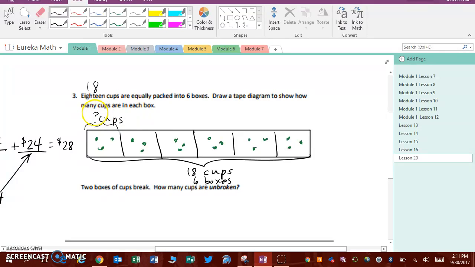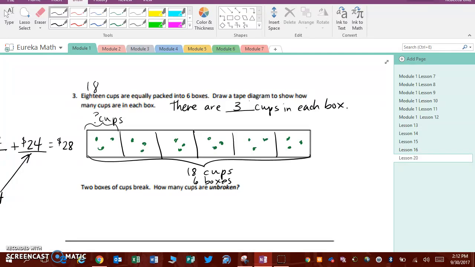So, oh, I forgot my answer sentence. Darn. There are blank cups in each box. That word each tells me I look up here, I figured that out by doing my fair share method. So there's 3 cups in each box. Okay, that's really straightforward from what we've been doing.